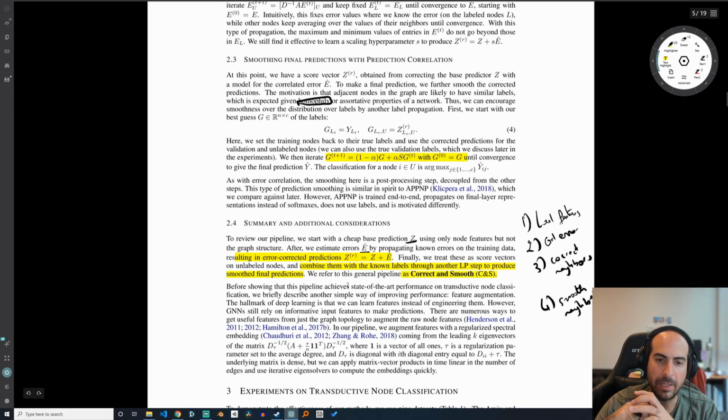Okay, so to review our pipeline, we start with the cheap base prediction. After that, we estimate errors E by propagating known errors on the training data, resulting in error-corrected predictions. Finally, we treat these error-corrected predictions as score vectors on unlabeled nodes, and combine them with the known labels through another label propagation step to produce smooth final predictions.